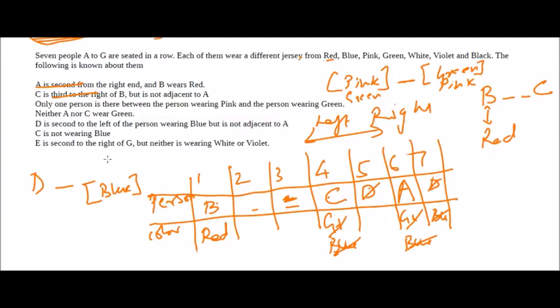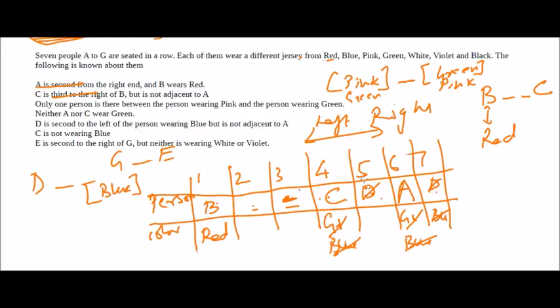E is second to the right of G, but is neither wearing white nor violet. Then we have E. Now, if I put G here, E will come here, not possible. If I put G here, E will come here, possible. If I put G here, E will come here, possible. So G can come here or here, E can come here or here.